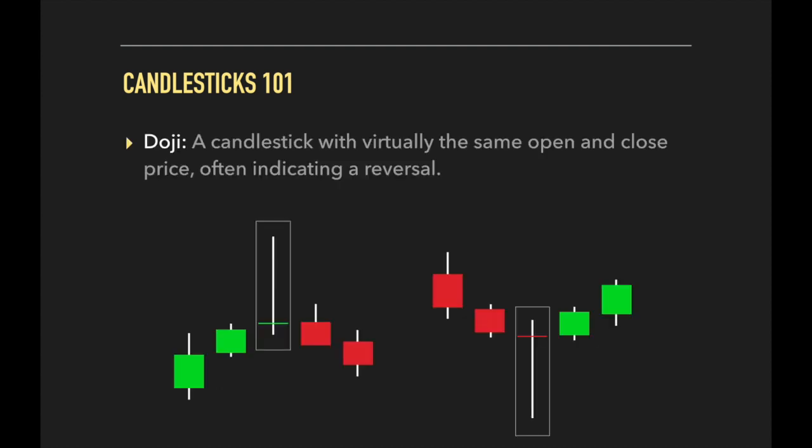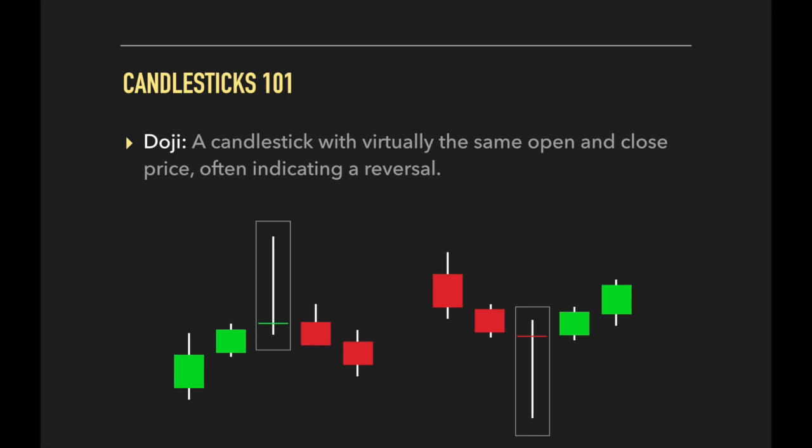Now, another way that we can spot reversals in the market by using our knowledge of candlesticks is by looking for what are known as doji patterns. A doji is a candlestick with virtually the same open and close price, often again indicating a reversal in the market. And if you look at the examples down at the bottom, you can clearly see that doji look very different from a regular candlestick because there's really no real body to the candle, and it's mostly formed by just long upper and lower wicks.